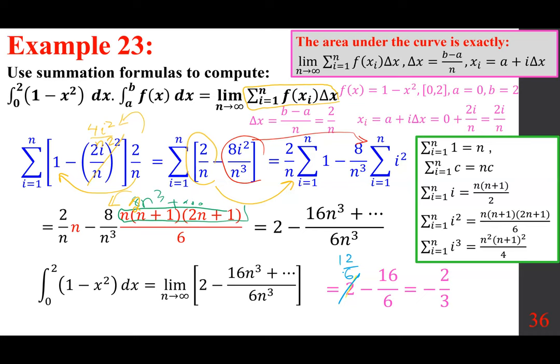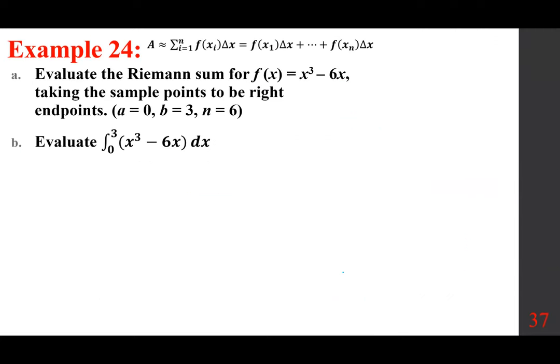So we went through the process of limit to find this. Now in this example, we want to evaluate the Riemann sum for f of x equals x cubed minus 6x, taking the sample points to be right endpoints, and a is 0, b is 3, and n is 6. In part B, they want us to evaluate this. Where we go through this process, it's an approximation of that. For this one, we're going to use the limit.